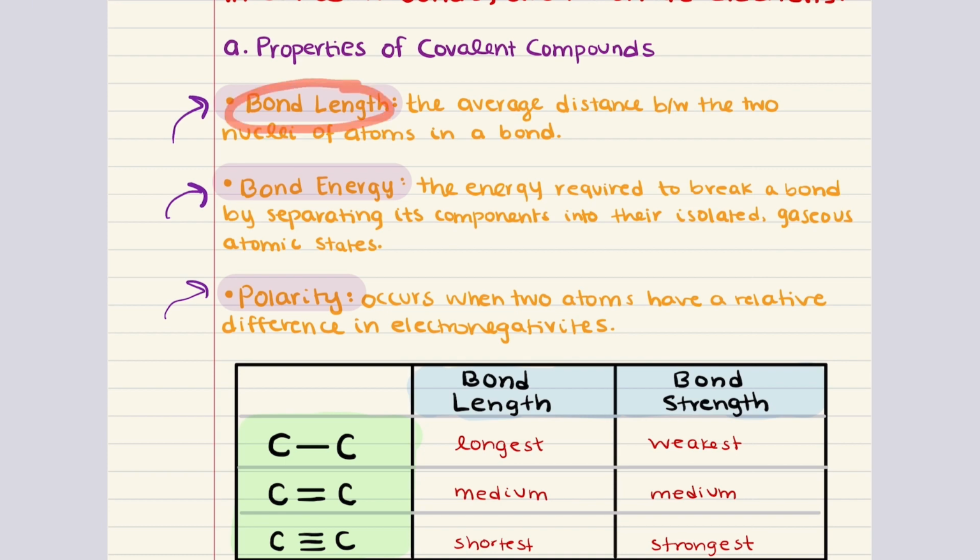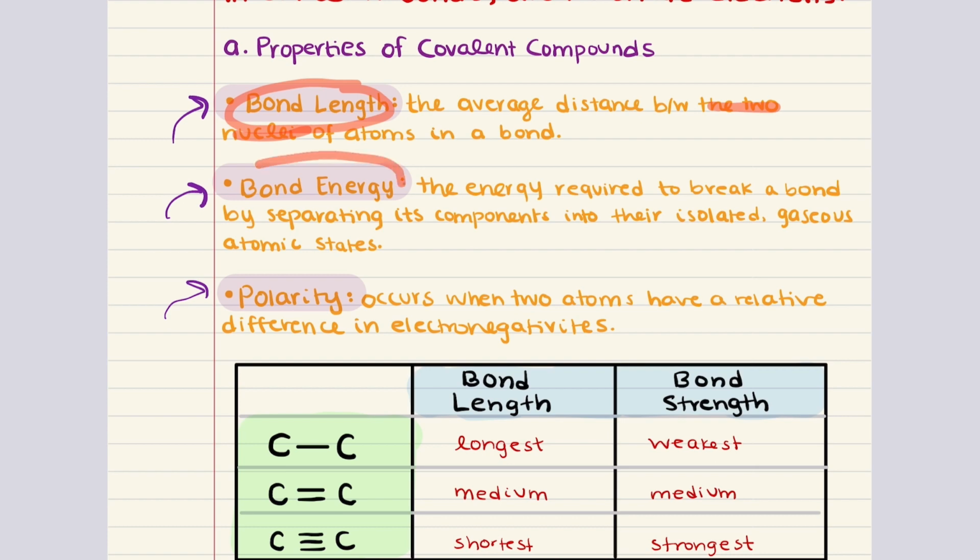This is the average distance between the two nuclei of atoms in a bond. As the number of shared electron pairs increases, the two atoms are pulled closer together, resulting in a decrease in bond length. And so for a given pair of atoms, a triple bond is shorter than a double bond, which is shorter than a single bond.